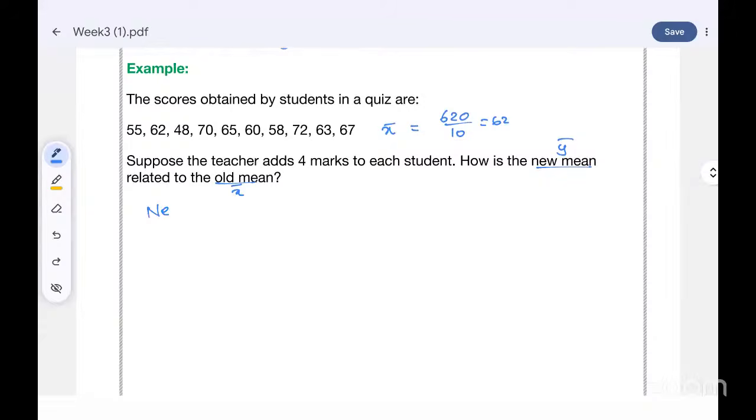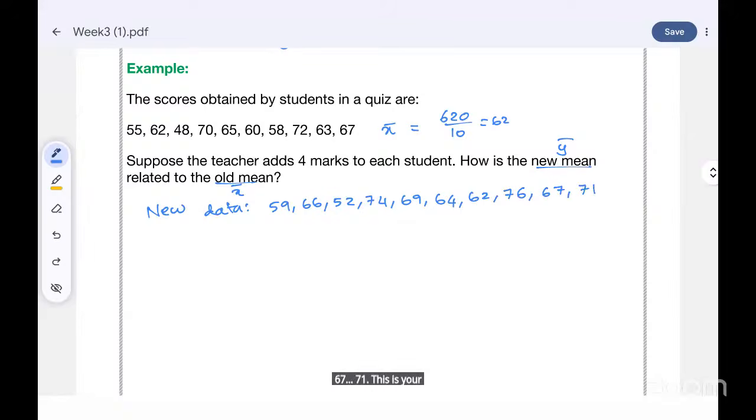And here, what is the new data set? Your new data set is 59, 66, 52, 74, 69, 64, 62, 76, 67, 71. This is your new data set, right? So your new mean, I will leave this for you to verify. y bar equals whatever the value is.